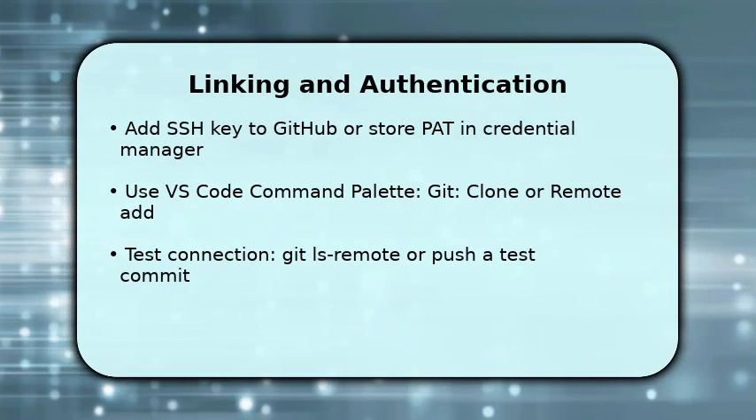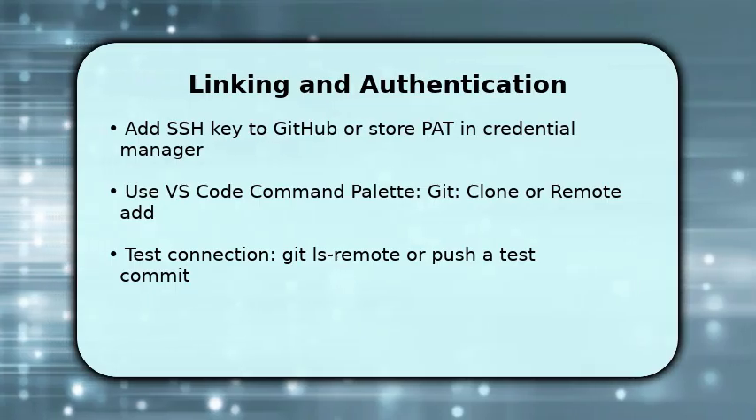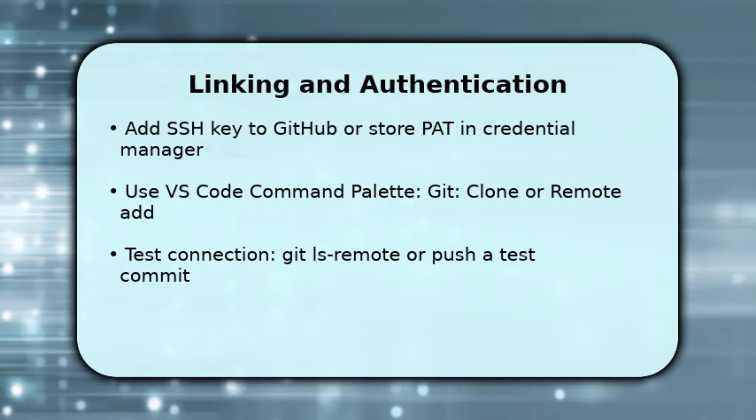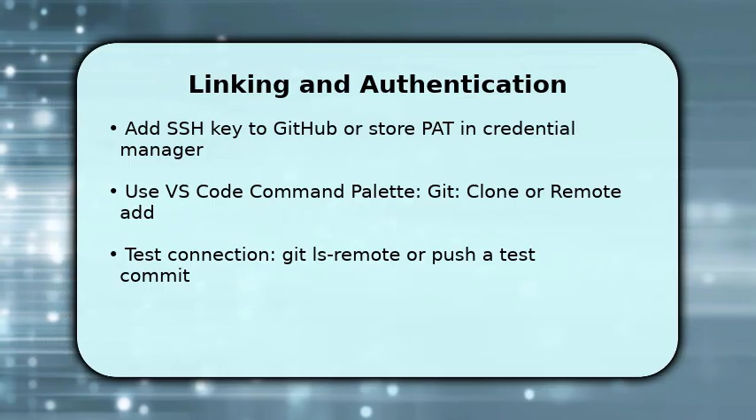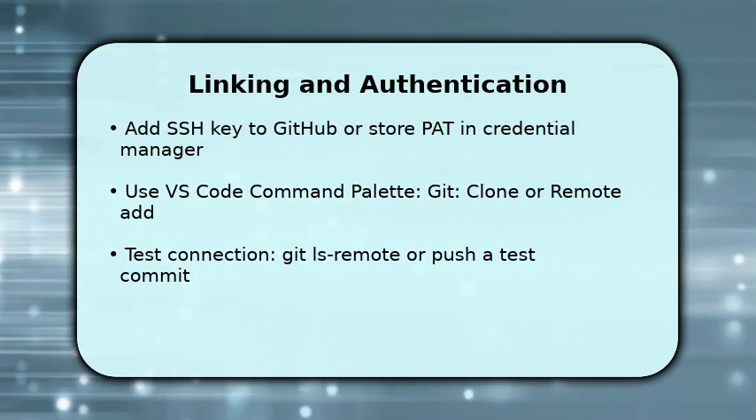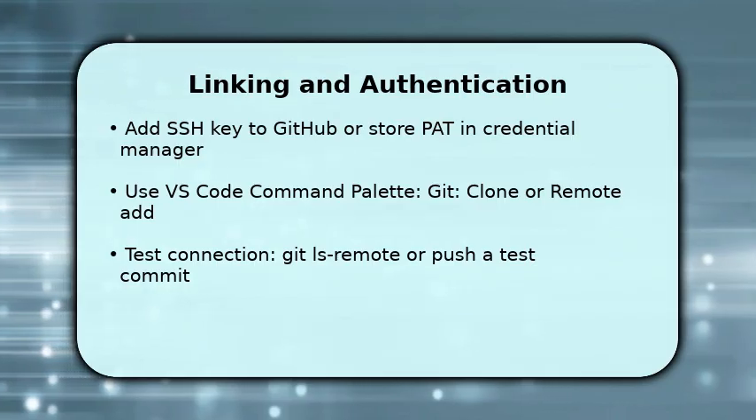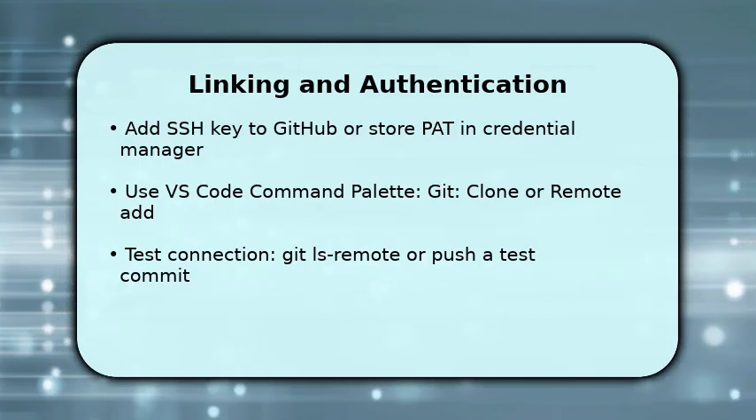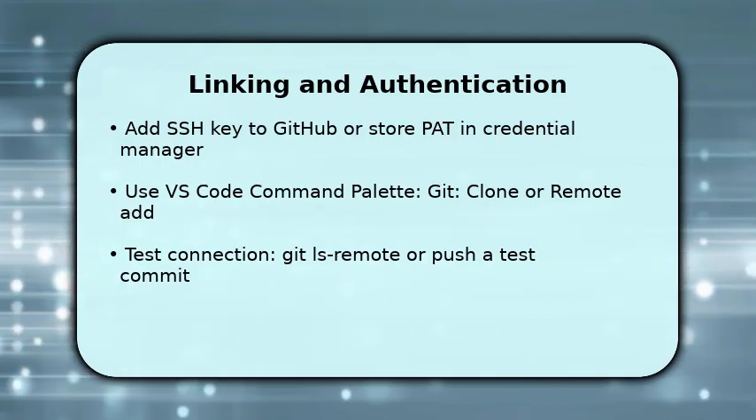Now you will link VS Code to GitHub by authenticating. If using SSH, add your public key to your GitHub account and ensure the SSH agent is running. If using a PAT, store it in your OS credential manager or VS Code's built-in credential helper. Once authenticated, clone a repo or add a remote URL within VS Code.